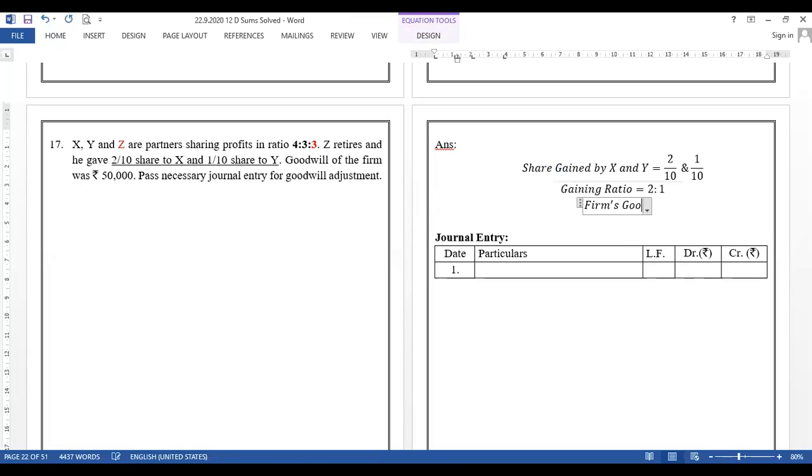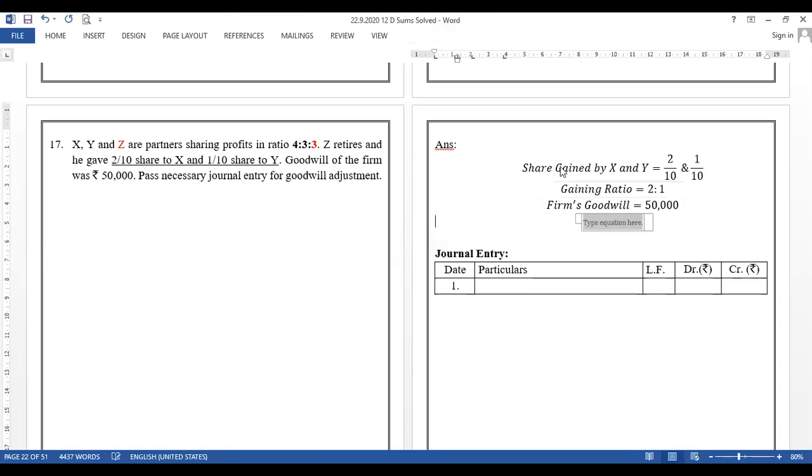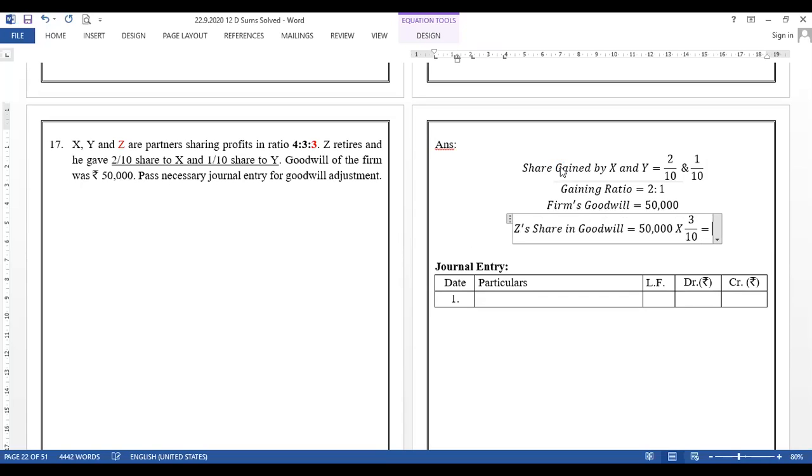So firm's Goodwill is equal to rupees 50,000. Out of that, I need to calculate the retiring partner's share. Z is the one who retires. Z's share in Goodwill will be equal to rupees 50,000 into Z's share, which is 3 by 10. So that is equal to 15,000.